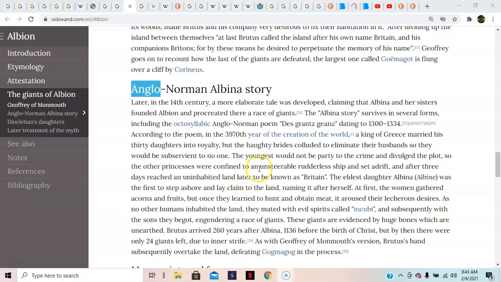Children of Gomer. Gomer pile. Gomer pile of dung. Gomer pile of shit. Oh yeah! Gomer's pile of shit. Woo!